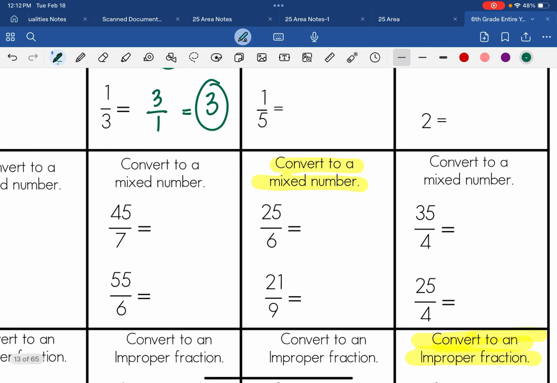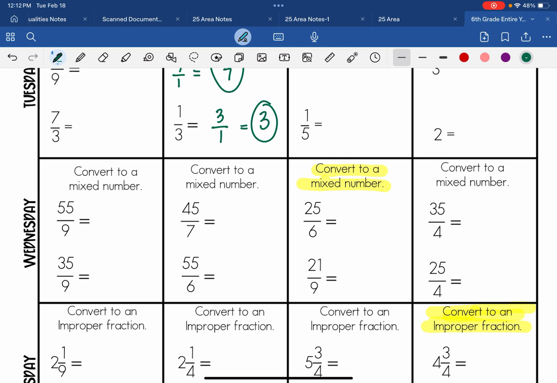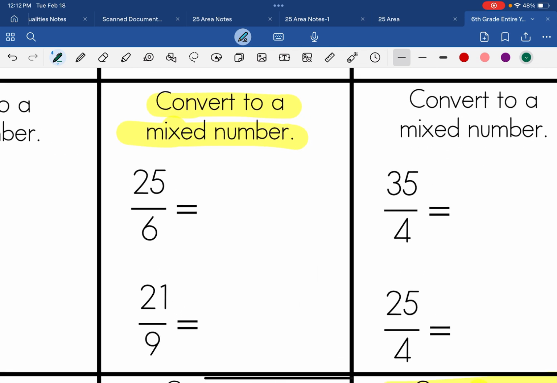Next is a mixed number. So we have an improper fraction. The reason why it's improper is because we've got a big number and then a small number under it. So we've got to figure out how many times 6 can go into 25, okay? So what I do is I put this in a long division type of format. My number up here will go inside my house. The number at the bottom will go on the outside.